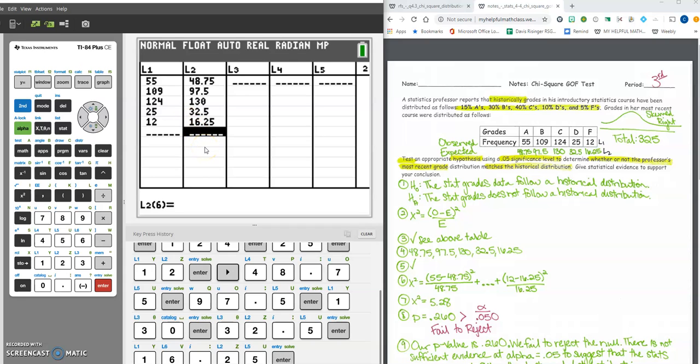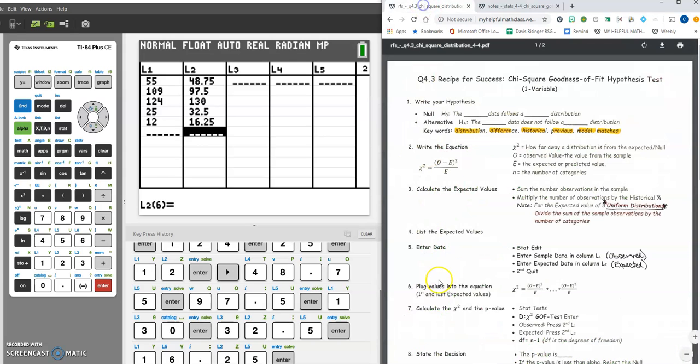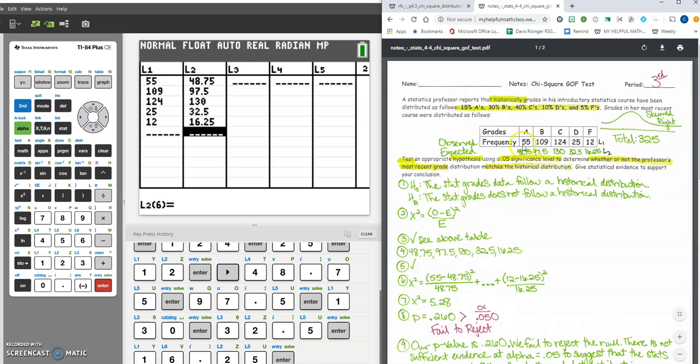Okay, and now I'm ready to move on. From here, we're now at step number 6. I ask you to plug the values into the equation. Parentheses: this on your recipe card says to do the first and the last expected value. Our first value is the A's. Our last value is the F's.